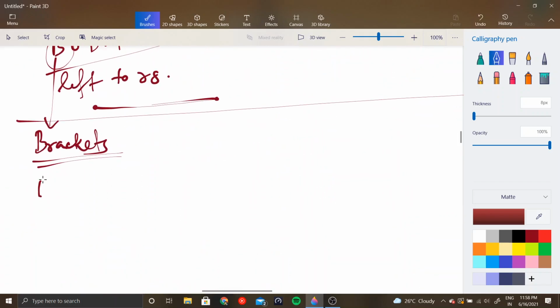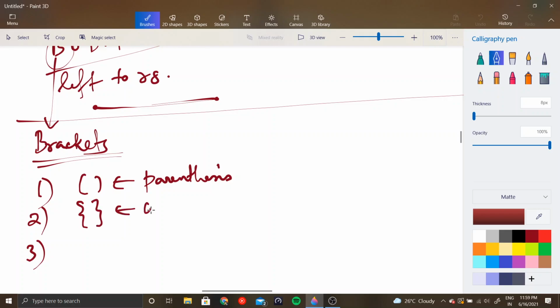Now your questions may have a single bracket, or they can have a combination of brackets. So firstly let us identify the brackets. So this is a parenthesis. This is a parenthesis. This is a curly bracket. And this is a square bracket.